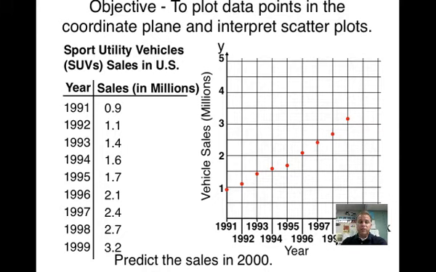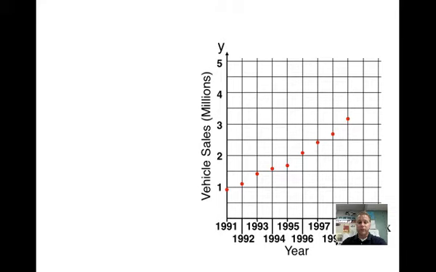Now, what might cause SUV sales to go down? Can you think of any reasons why sales might not increase or might actually decrease? It could be gas prices. They could be not trendy anymore. People might not like SUVs. They could find out that they're unsafe, or whatever reason. So scatter plots can't be perfect, but they can predict trends.